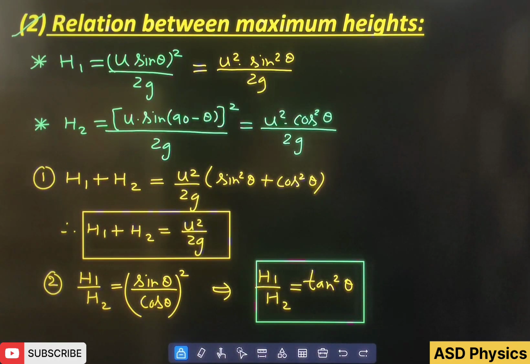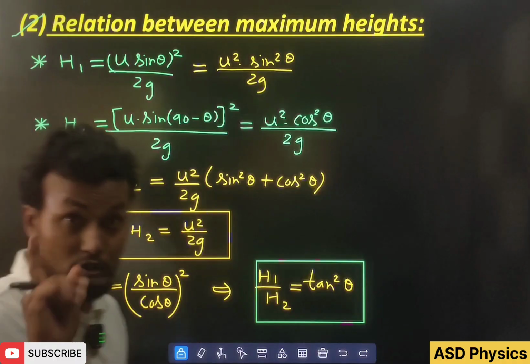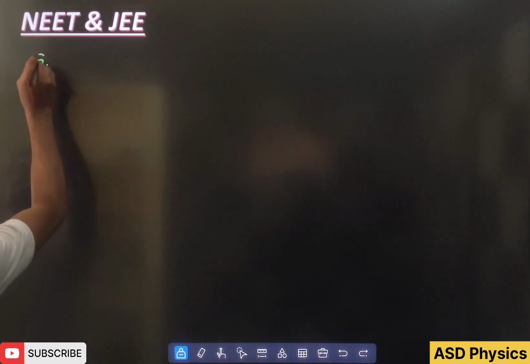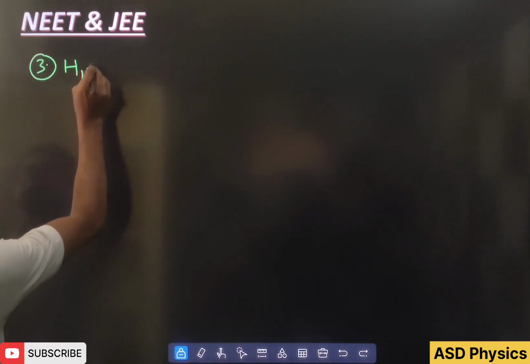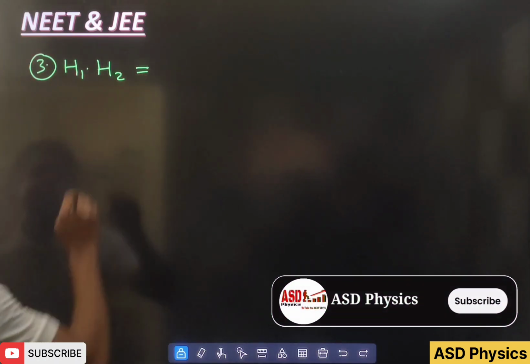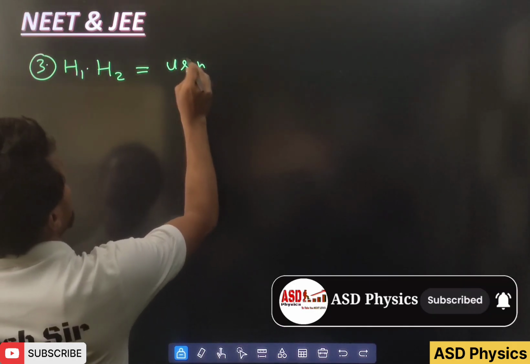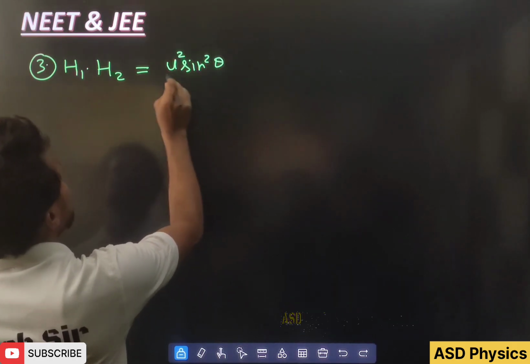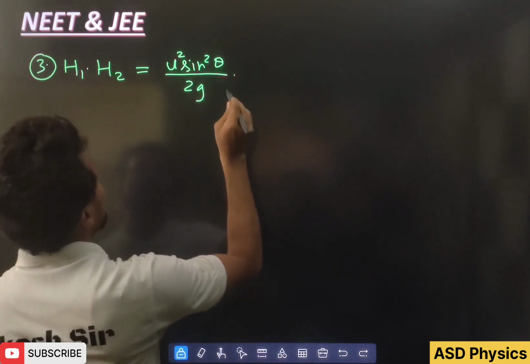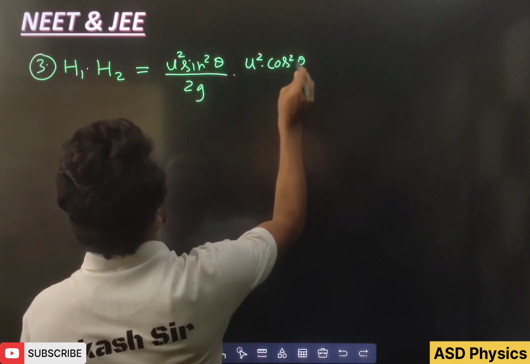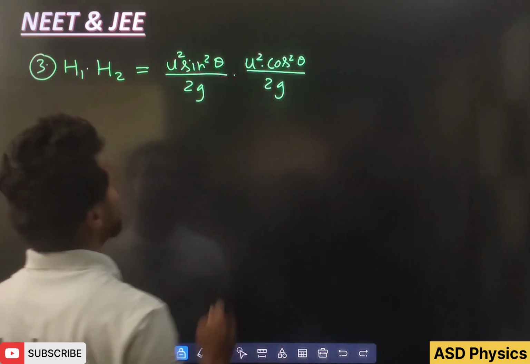H1 plus H2 and the next one, H1 by H2. The third one is very, very important. Here I am just going to multiply. So if I write, students, H1 into H2. So what is the H1? You know very well. Now see here, u square sine square theta by 2g into the next one, u square, and this is cos square theta by 2g.